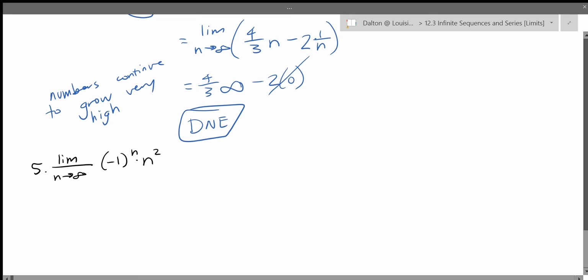So if we start with 0, if the first term is 0, what would this be? What is -1 to the 0 power? What is anything to the 0 power? 1. And then n squared, that would be 0 squared, so your first term would just be 0. Okay, so that's if n equals 0. This is a sub 0, a sub 1. If I plug in 1, what is -1 to the first power?